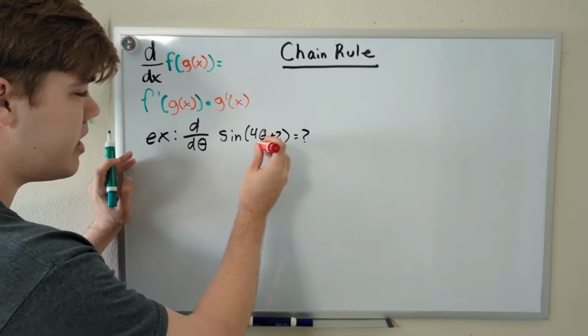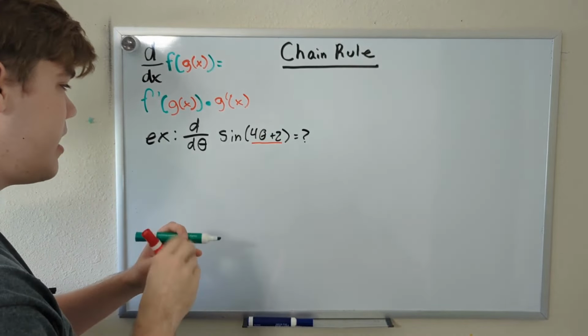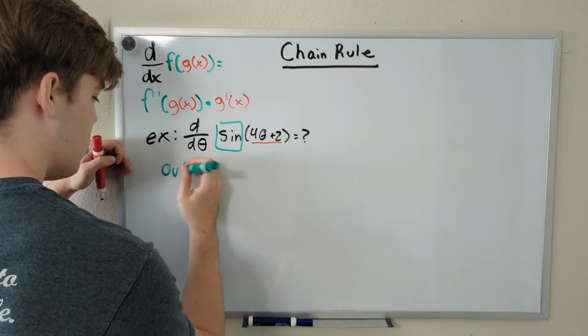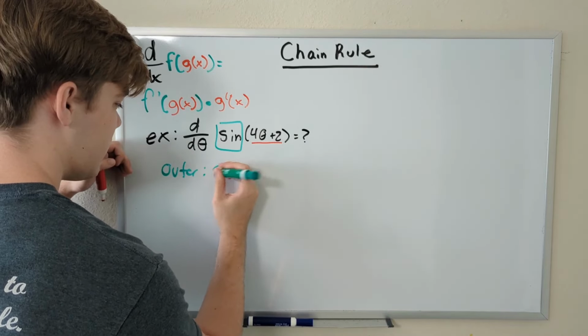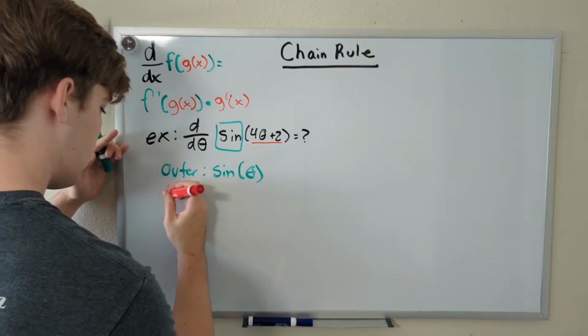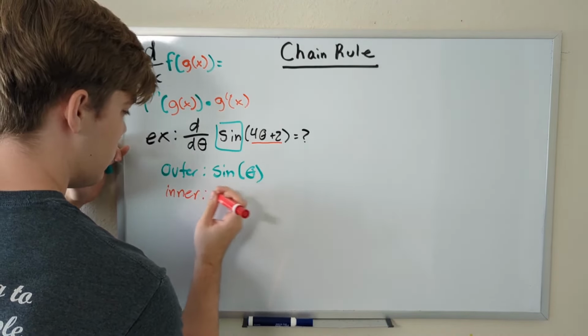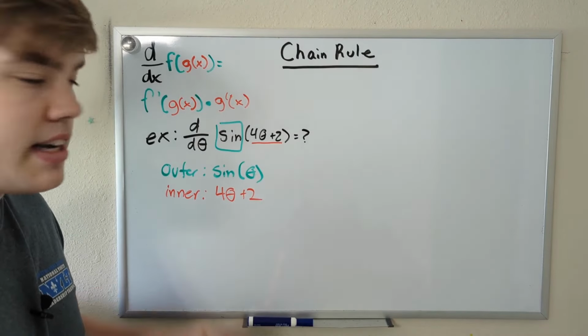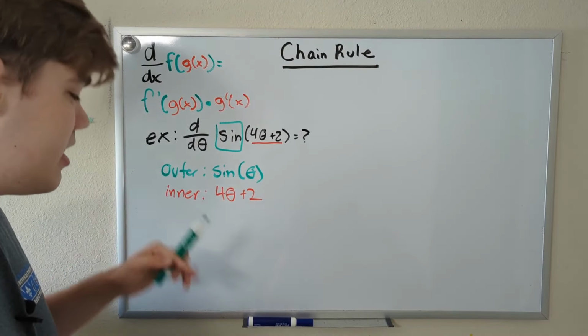Inside of our sine function, we have 4 theta plus 2, and outside we have the function of sine, of course. So our outer function is equal to sine of theta, and our inner function is equal to 4 theta plus 2. Now, once again, we need to find the derivative of both the outer and inner function.